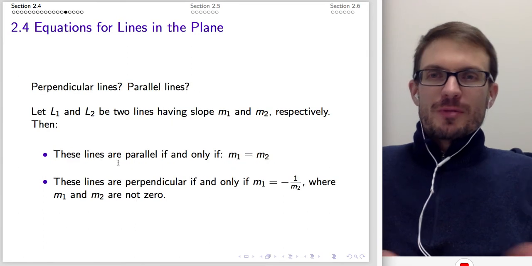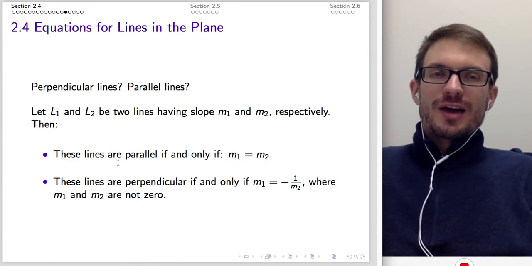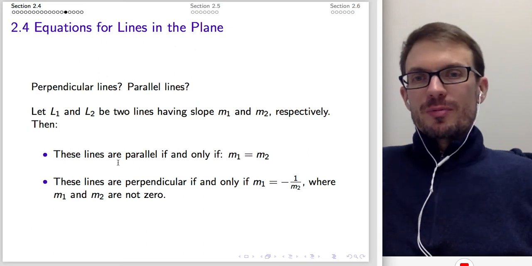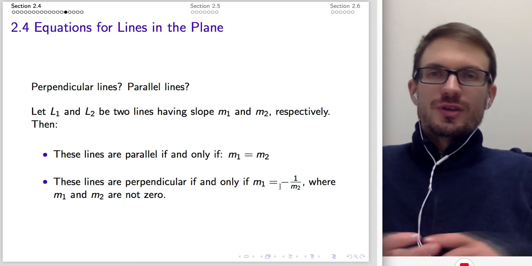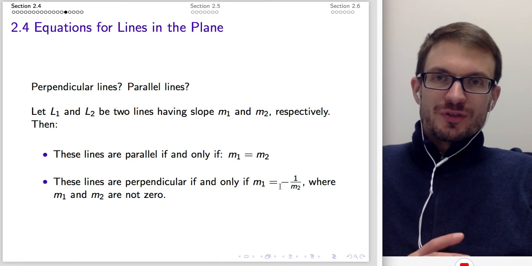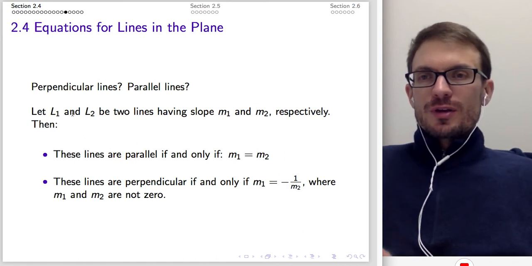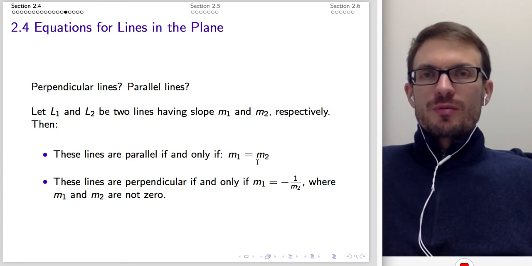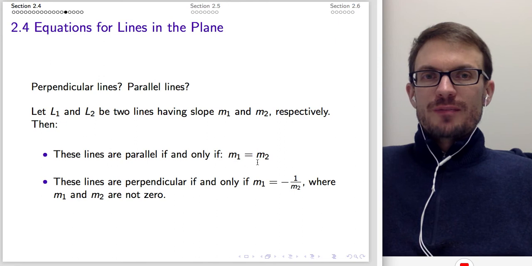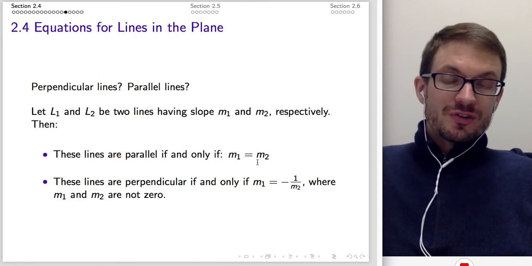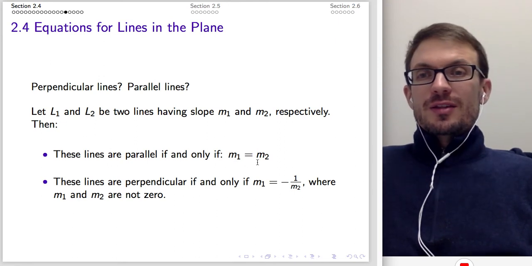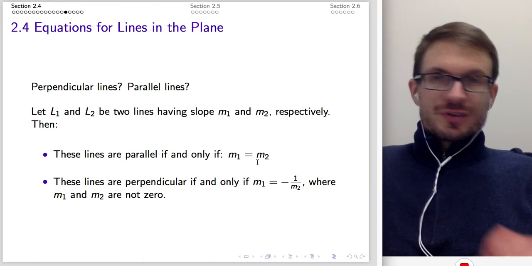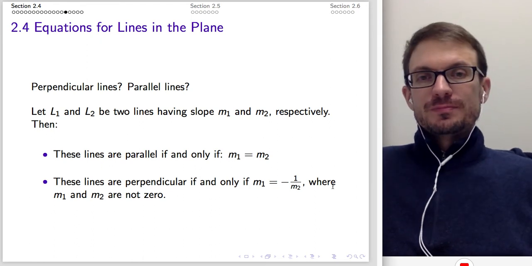Okay. What about perpendicular and parallel lines? Well, parallel lines are two lines with the same slope. Perpendicular lines are two lines with slopes that are negative reciprocals of each other. So if you have L1 and L2, two lines with slopes m1 and m2, the lines are parallel if m1 equals m2. If the slope of the first line is equal to the slope of the second line, their y-intercepts are going to be different, otherwise it's the same line. And then the lines are perpendicular if m1 is equal to the negative reciprocal of m2.